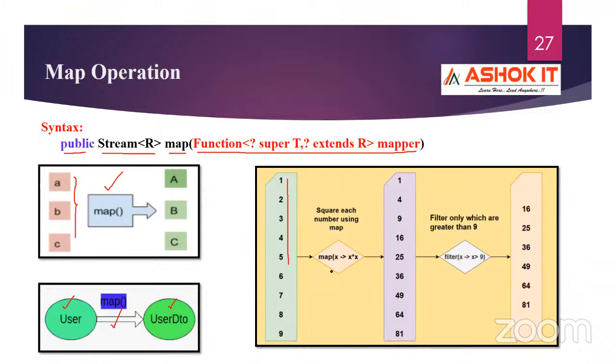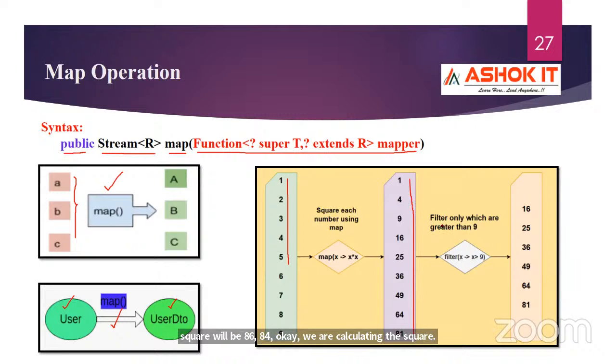We have a list of integers, and for each number I need to calculate the square of the given number. So 1 square is 1, 2 square is 4, 3 square is 9, 4 square is 16, 5 square is 25, 6 square is 36, 7 square is 49, 8 square is 64. We are calculating the square of each number.